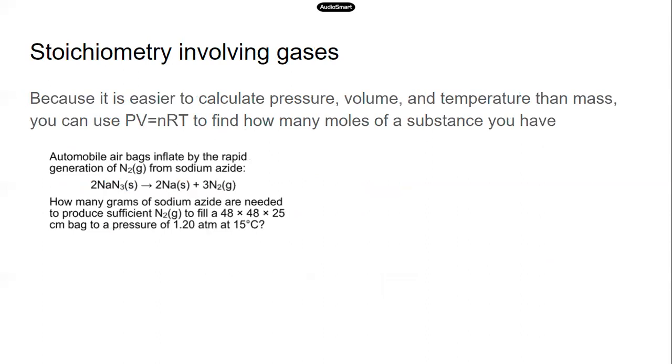And then with stoichiometry with gases, it's a little bit different, just because you can't measure the mass of a gas very easily, but it's pretty easy to measure the pressure, volume, and the temperature of that gas. So we're going to use our ideal gas equation to find out how many moles we have, and then you're able to convert that back over to how many grams you're going to need eventually.